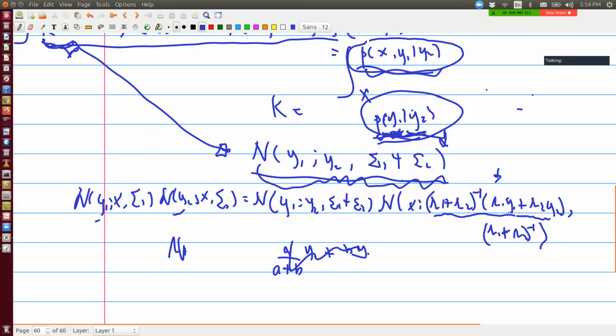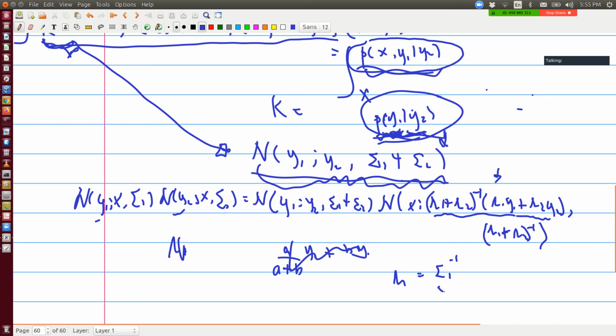Why do you say that observation is more precise? Because I remember lambda 1 is sigma 1 inverse, the inverse of the covariance. And this is the inverse of the covariance of y, the observation of y. Times that inverse of covariance of y1, that will be more precise.